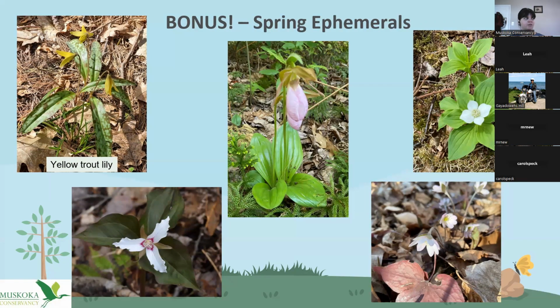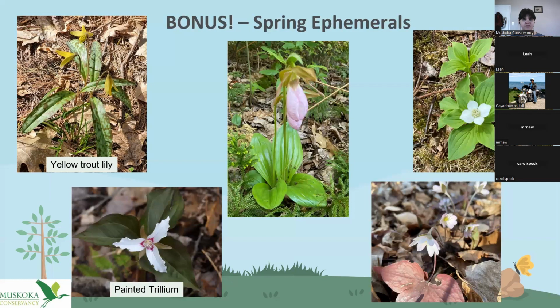So for our first one here, this is our yellow trout lily. And it gets its name due to the coloring and speckling-like pattern on the leaves that is similar to a trout. And it's got the unique yellow bell-shaped flowers. So that's our yellow trout lily. Usually grows in a colony, so there are many around.